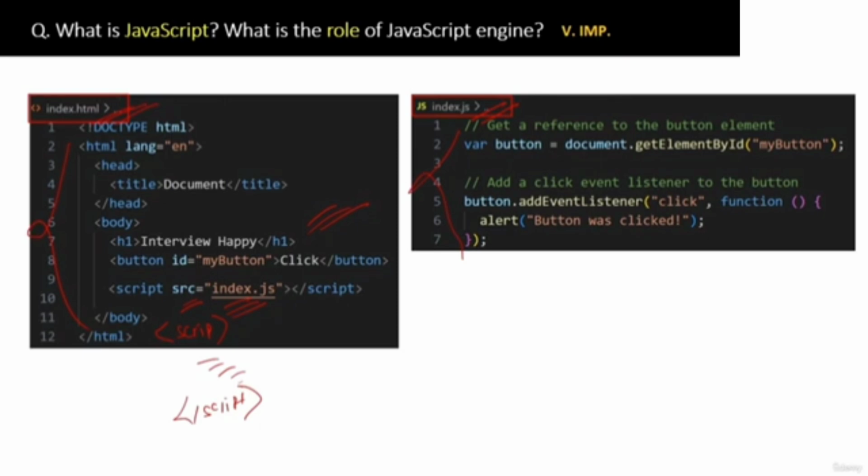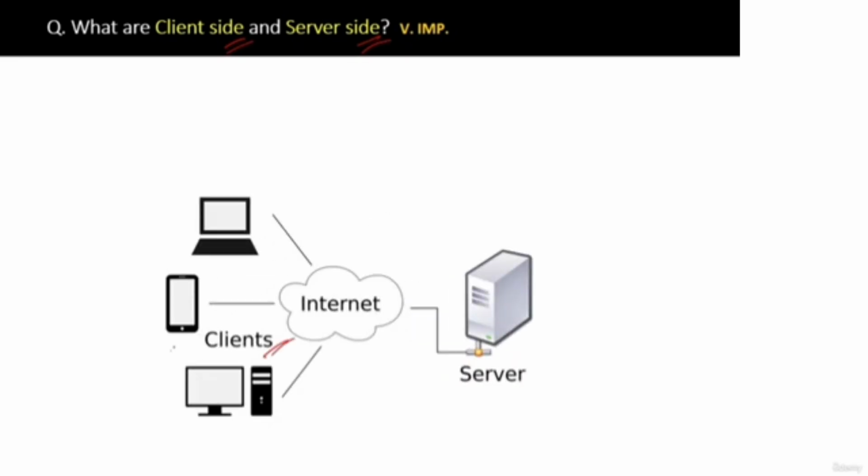Great. Now you have the answer with you, and you can easily answer this question. What are client side and server side? Let's quickly revise or understand with the help of a diagram. These are the clients: laptops, mobiles, and desktops. All these have browsers to run web applications, right? And here is the server, which is connected via the internet.